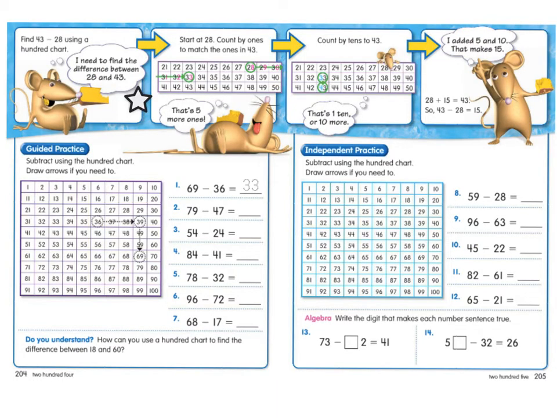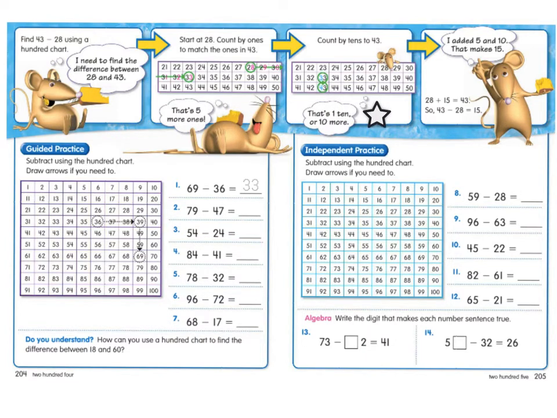If you look at the top, it says find 43 minus 28 using a 100 chart. And the mouse says I need to find the difference between 28 and 43. So the second box says start at 28, count by ones to match the ones in 43. So they count and they stop at 33 because 33 has 3 ones just like 43. That's 5 more ones.